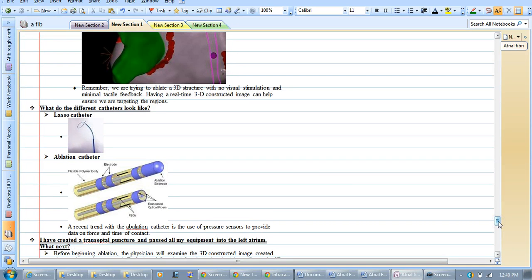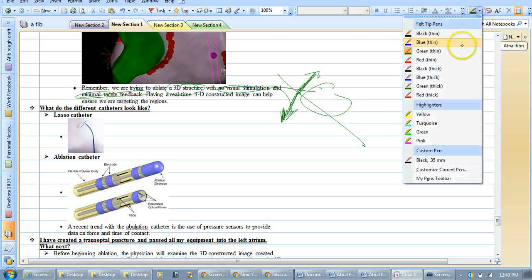And again, just to reiterate, remember we're trying to ablate a 3D structure, right? We're trying to ablate something with no visual stimulation and minimal tactile feedback. So having real-time imaging with the lasso is going to help make sure that the ablation catheter is pointing in the right direction, to keep it simple.